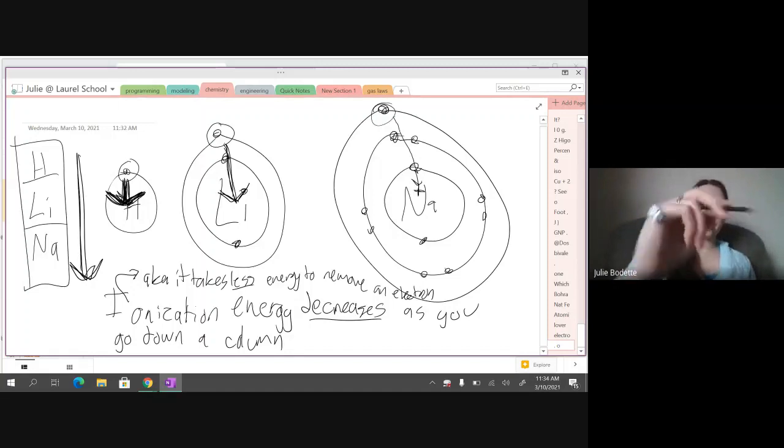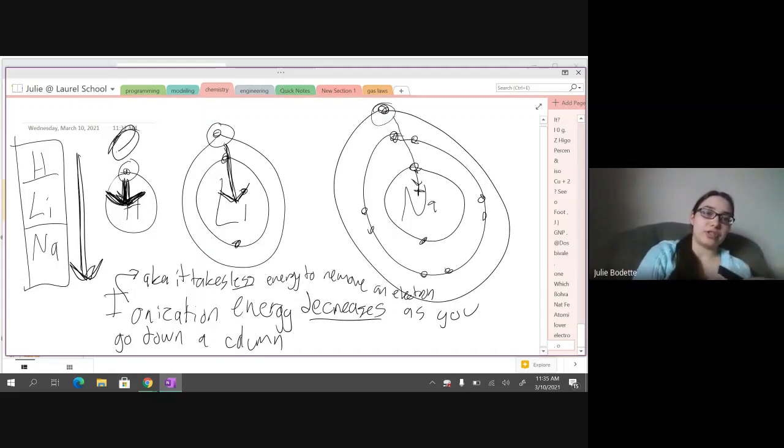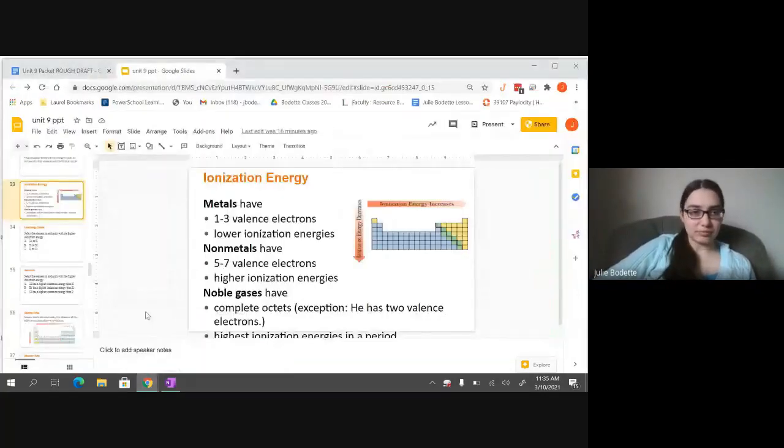So the stronger the attraction of the electron to the nucleus, the more energy it's going to take to tear that electron away, right? So as we go down a column, as we go from hydrogen to lithium to sodium, it takes less and less energy to remove electrons because we keep getting all of these negative charges in the way that are blocking the electrons from the nucleus, right? So it becomes easier to remove electrons as we go down a column. So ionization energy, which is the amount of energy it takes to remove electrons, decreases as you go down a column. Okay, so that's ionization energy.